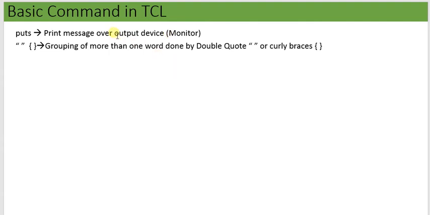If we want to put a single word over the monitor, we need to write puts. But if you want to print more than one word, it must be grouped. Grouping is done by means of double quotes or curly braces.